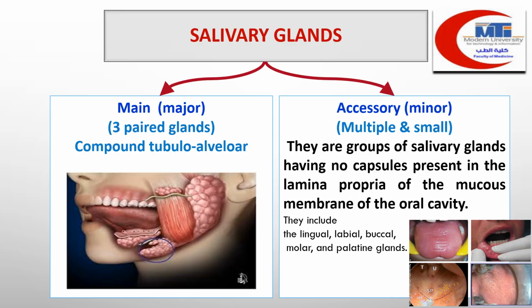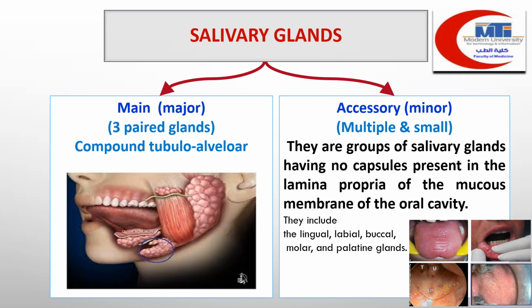Salivary glands are divided into main or major salivary glands and accessory or minor salivary glands. Minor salivary glands are groups of salivary glands having no capsule, present in the lamina propria of the mucous membrane of the oral cavity. They include lingual, labial, buccal, palatine glands.